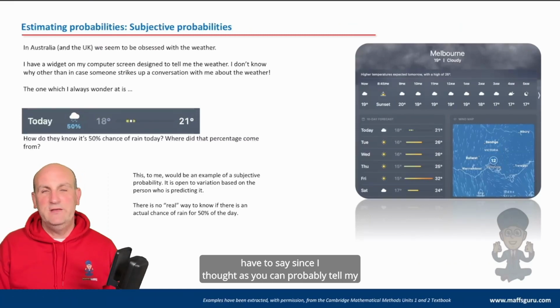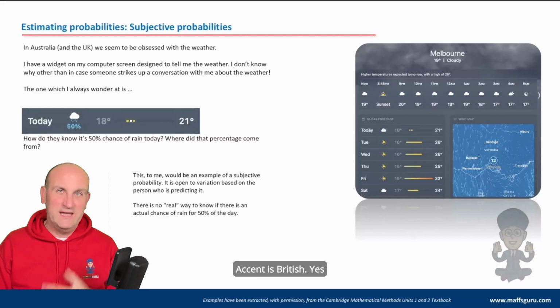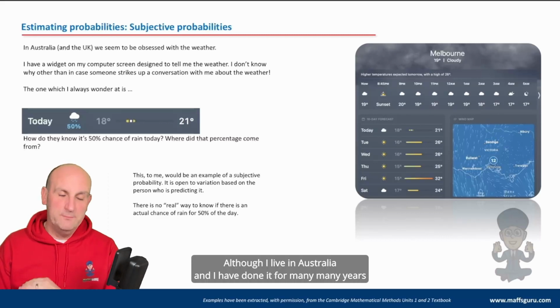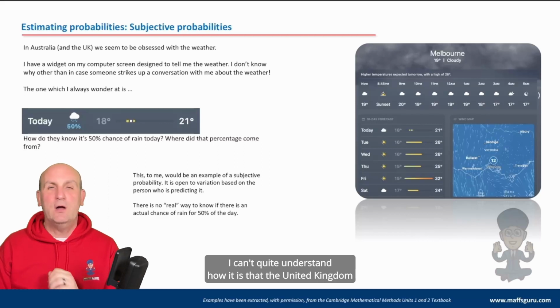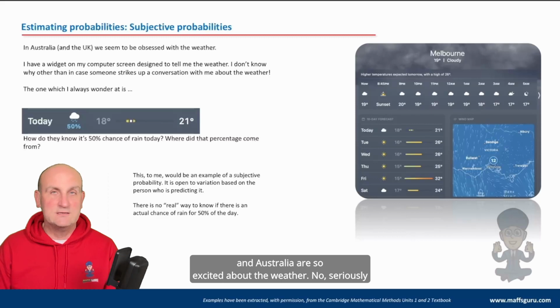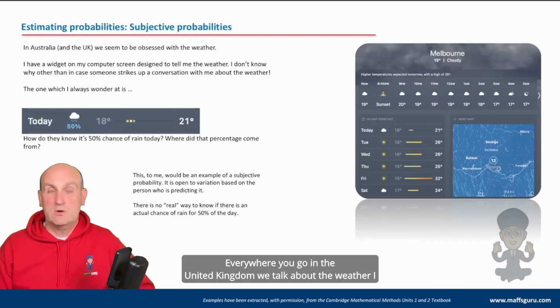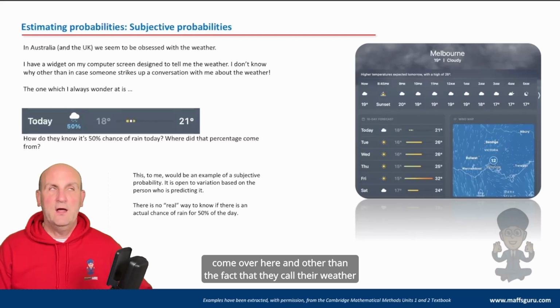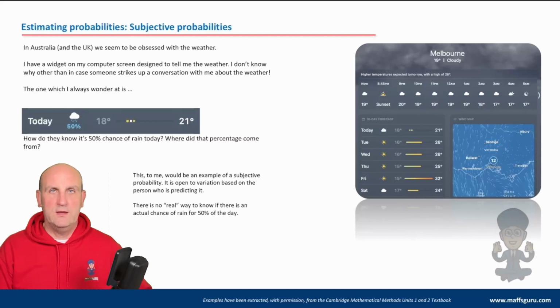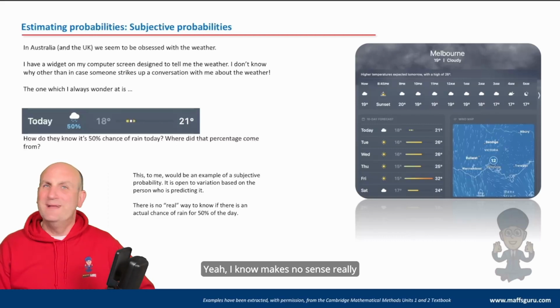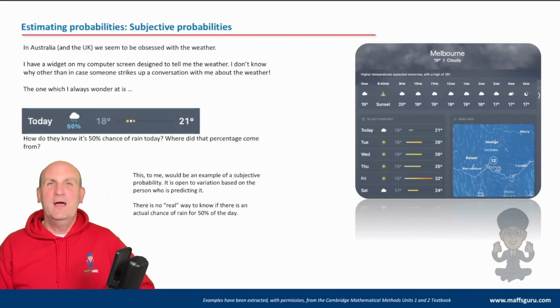Right. I have to say, as you can probably tell, my accent is British. Although I live in Australia and I have done for many years, I can't quite understand how it is that the United Kingdom and Australia are so excited about the weather. No, seriously. Everywhere you go in the United Kingdom, we talk about the weather. I come over here, and other than the fact that they call their weather service BOM, which I'm not going to say out loud for fear that the FBI stormed the building. Yeah, I know, makes no sense really.